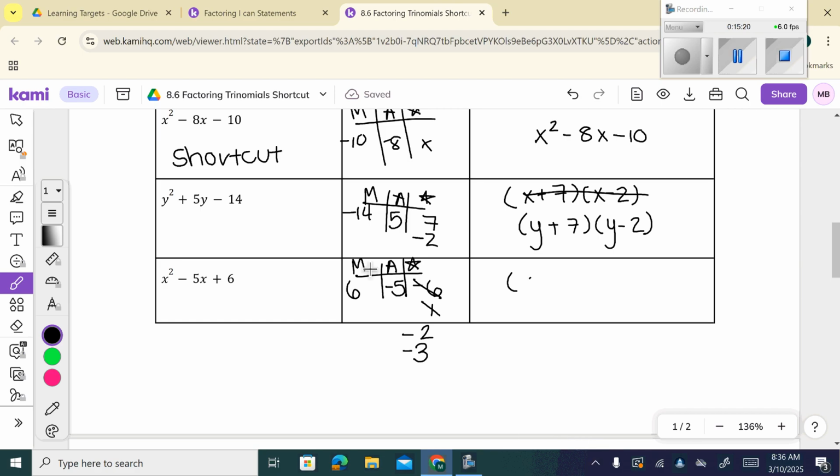Okay, so I'm going to have x minus 3, x minus 2. Does it matter the order you write it in? No. Okay, all right, flip it over.